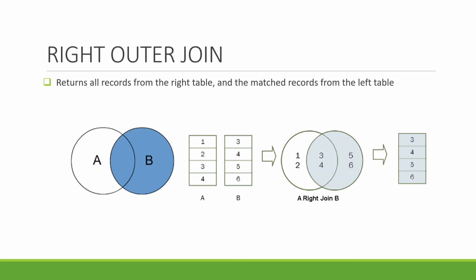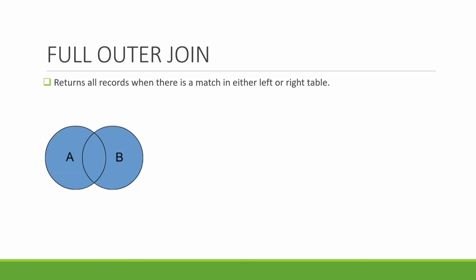Now, the full outer join, in short, returns the entire tables, both of them, because it gives us the values that are present in left, the values that are present in right, and also the intersecting values. The formal definition: the full outer join returns all records when there is a match in either the left or right table. This is the Venn diagram, and you can see the entire tables.